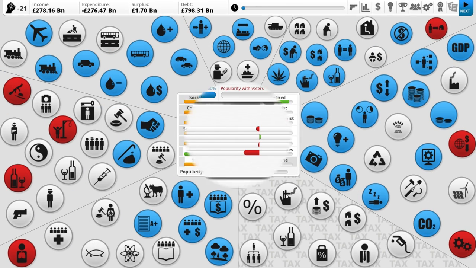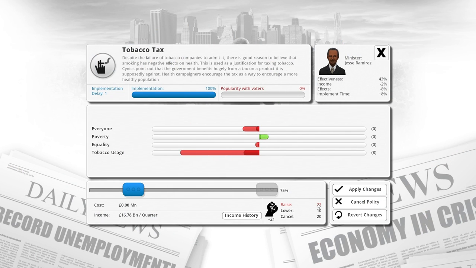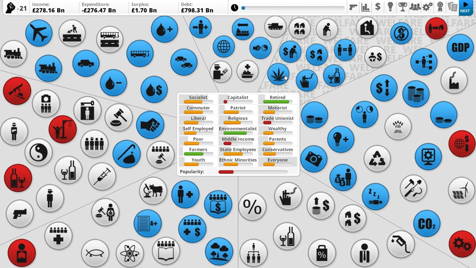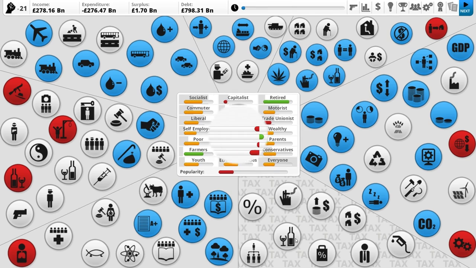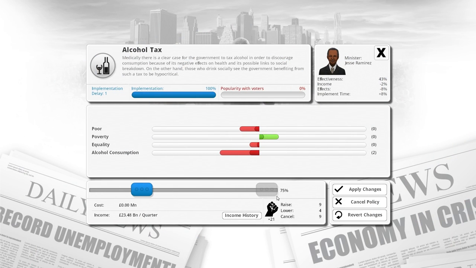Okay, what we'll do is we'll boost tobacco tax. Oh, we can't. It requires 27. Damn it. Well, we gotta prepare something. I wanna boost tobacco and alcohol tax. Alcohol tax actually can go quite a lot. It's gonna increase our poverty and make the poor hate us, but reduce alcohol consumption.